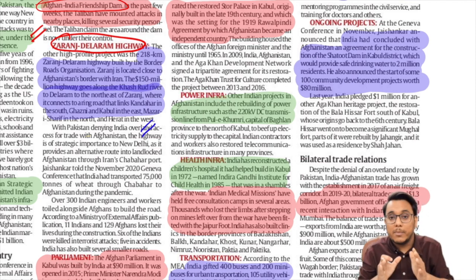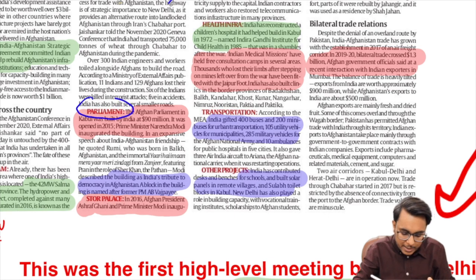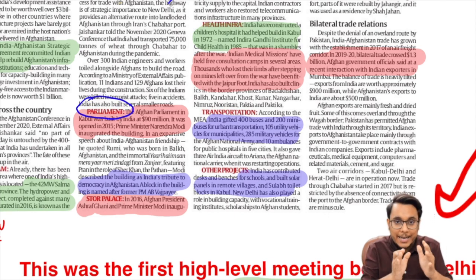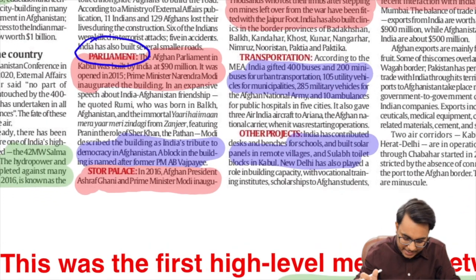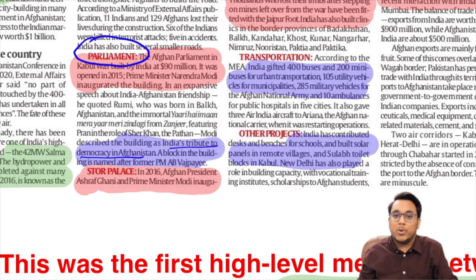So it signifies both the sacrifice, the development, as well as the cooperation. Then the next is the parliament building. Now Afghanistan's parliament building has also been developed by India, and India has dedicated it and said that it is the tribute of India towards democracy in Afghanistan. So guys, this is also one important gesture and infrastructure project that has been developed.